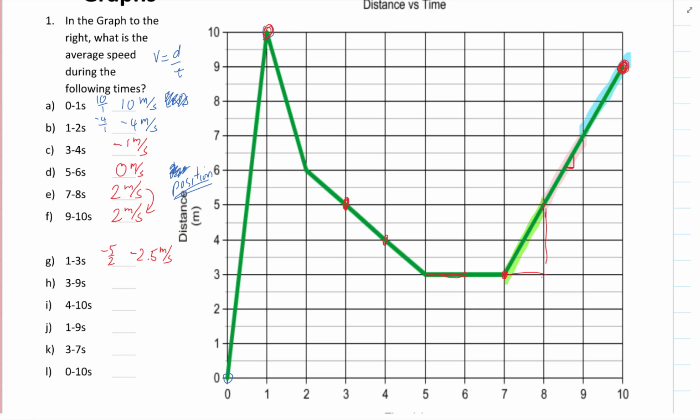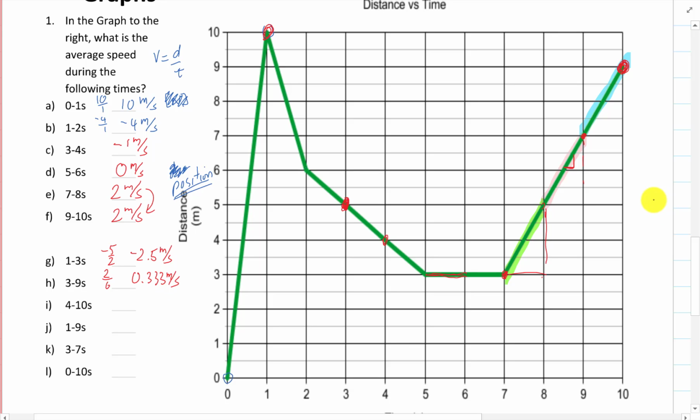Okay, next one. So from 3 to 9, we're going from 5 all the way up to 7. So this is a rise of 2 over 6 seconds. Now you didn't have to look on the graph. It's 9 minus 3, which would be 6. So this is 1/3, 0.333 meters per second.